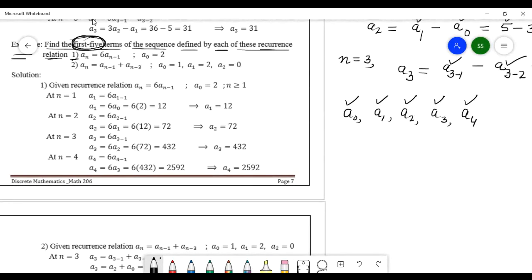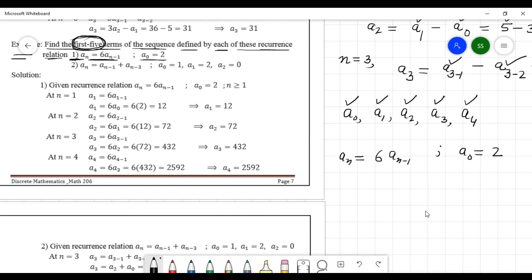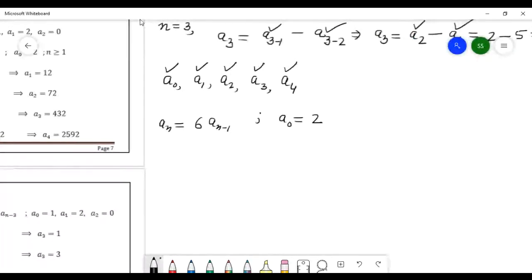In question number 1, the recurrence relation is an equals 6 times an minus 1. And here a0 is given: a0 equals 2, in the question. So now look here, a0 equals 2 is given. You have to find a total of 5 terms.